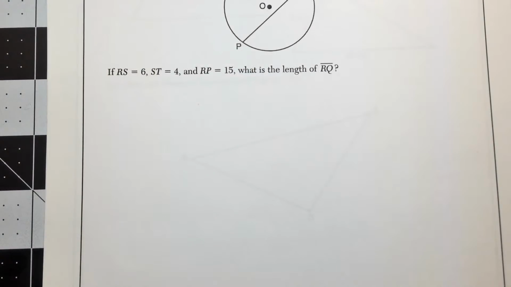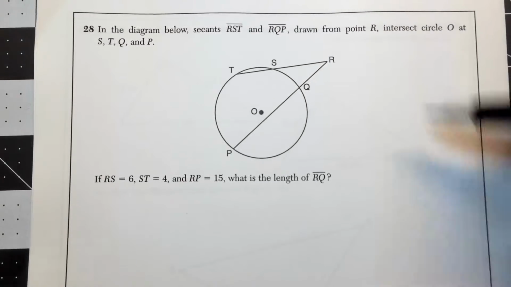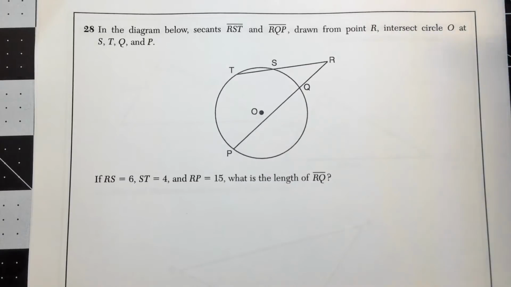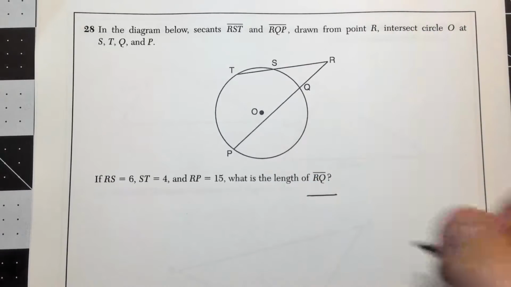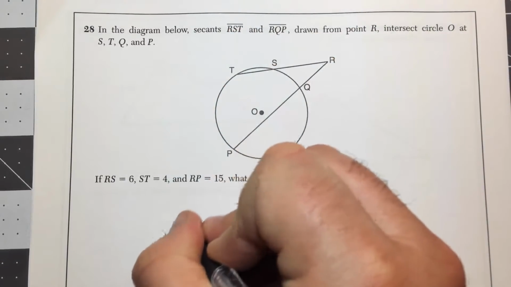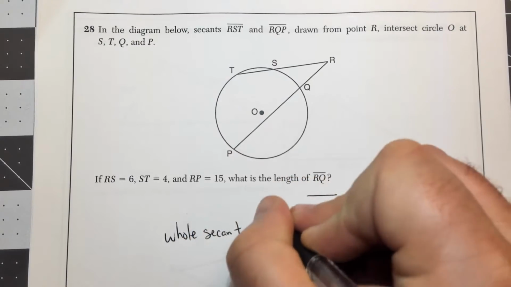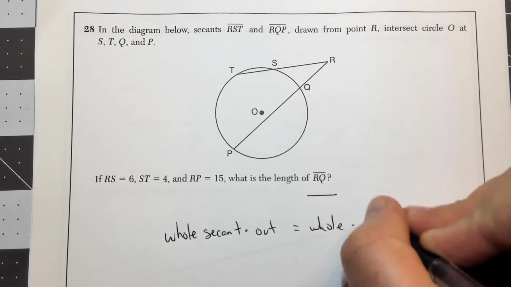All right, 28. Oh, look at this. We got ourselves a segment question. If this were an angle, this is outside, so it'd be bigger minus smaller divided by 2. However, it's a segment question. So remember, if I have secants drawn, it's going to be the whole secant times the outside piece for both, okay? So the whole times the outside.